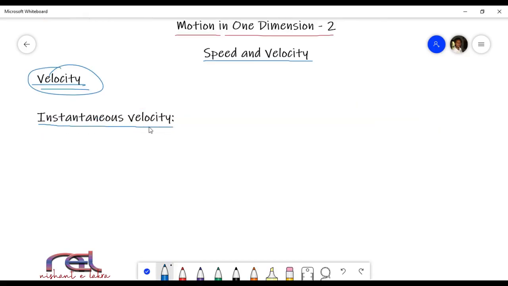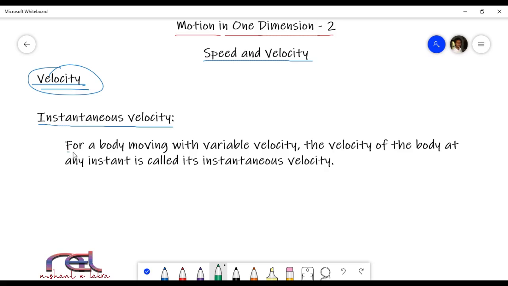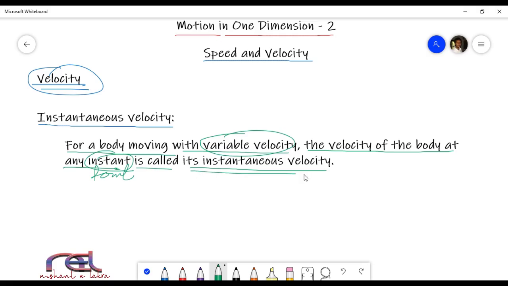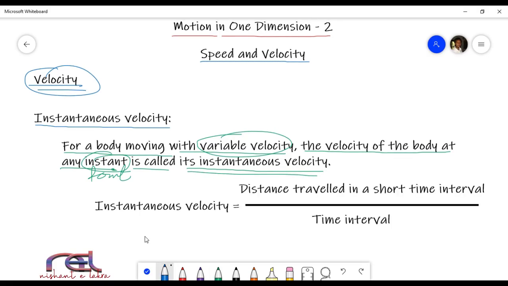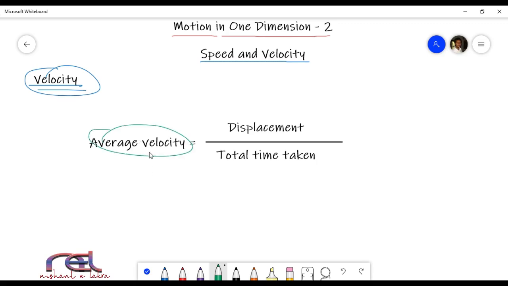Let's see about instantaneous velocity. Now if a body moves with variable velocity, then the velocity of the body at any point, at any instant, is called its instantaneous velocity. For a body moving with a variable velocity, remember I gave an illustration of which type of velocity will be variable velocity. To find instantaneous velocity, the formula is the same as instantaneous speed: distance traveled in a short time interval divided by the time interval. This is how we find instantaneous velocity. Now average velocity is calculated by dividing displacement by total time taken. This is how we find average velocity.